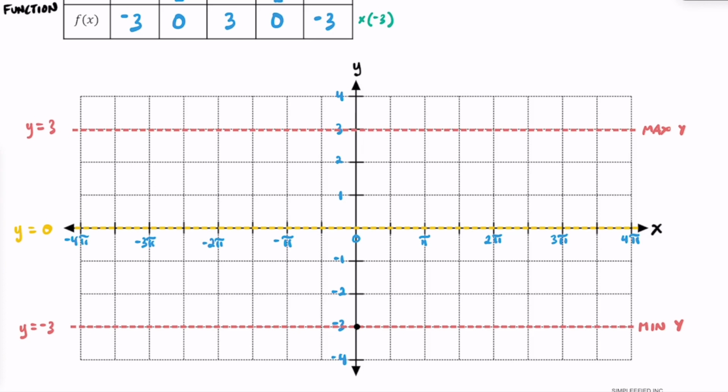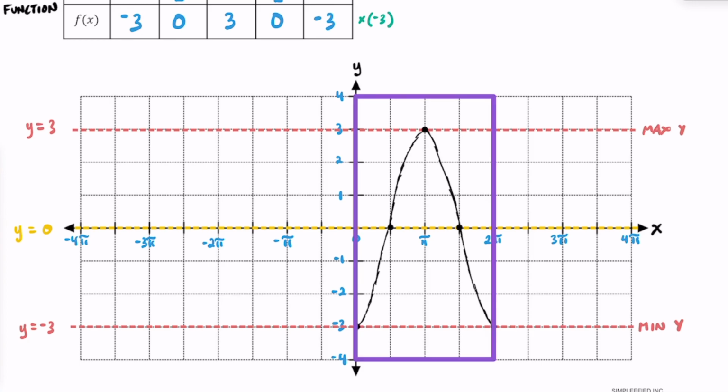Pi over 2, 0 is right here. Pi, +3 is up here at the maximum. 3 pi over 2, 0 is back at the midline, and then 2 pi, -3 is going to be down here back at the minimum. Then drawing a smooth curve through each of these points, this would be one period of this function.